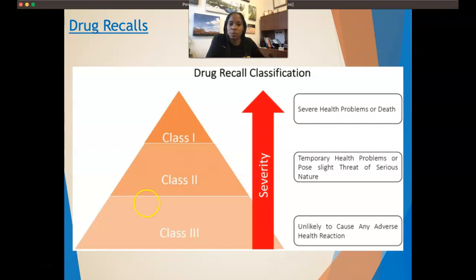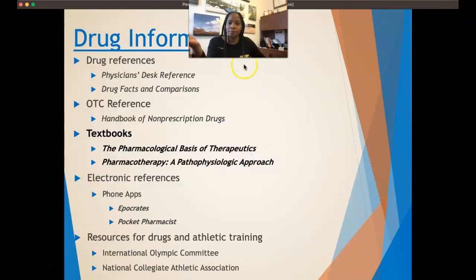So you can see the differences between a class 1, very severe health problems, maybe even death. Class 2, you're in the middle, right? Temporary health problems, but they pose maybe a slight threat, or could be serious in nature, but they don't cause death, right? So the ideal would be that we would be in the class 3 recall. Most often we see the drug back on the market relatively shortly.